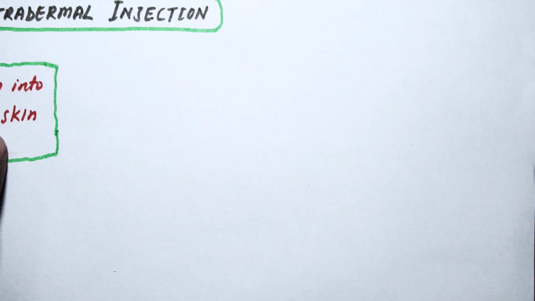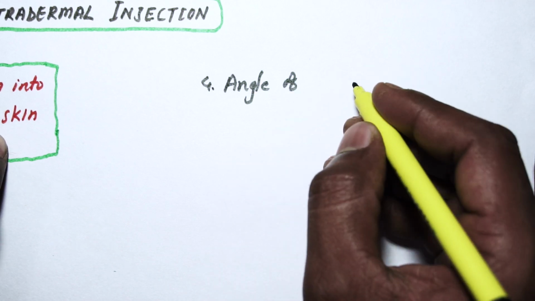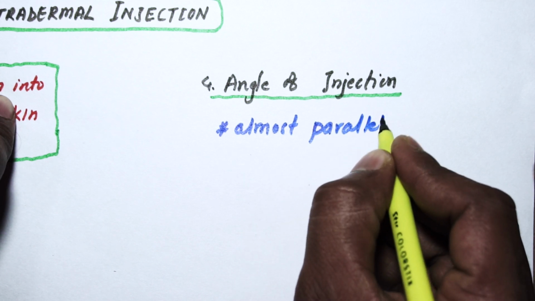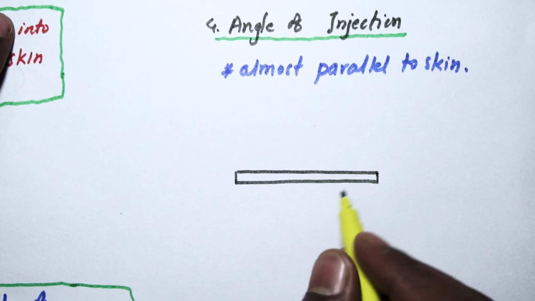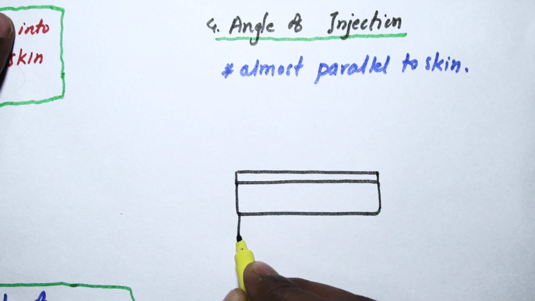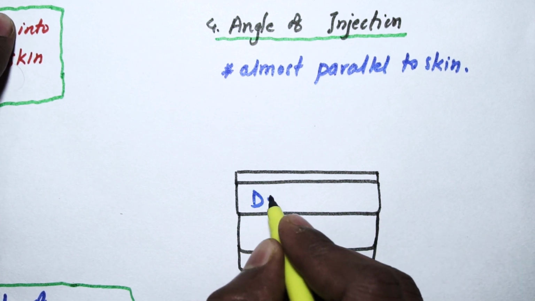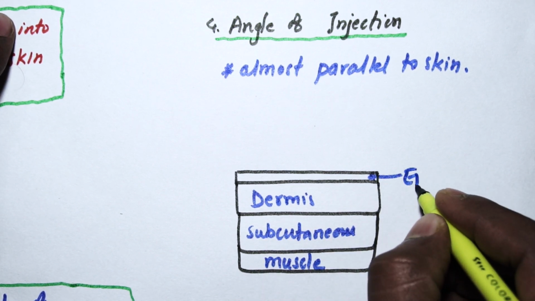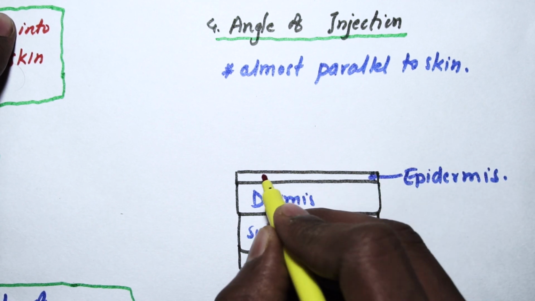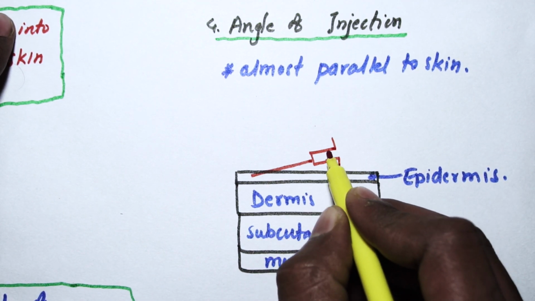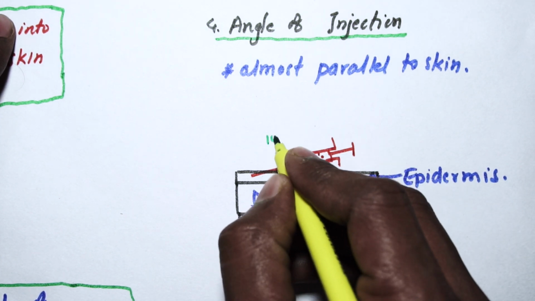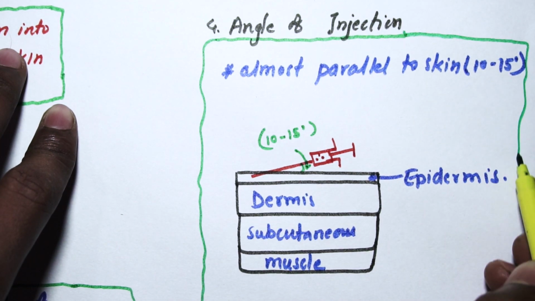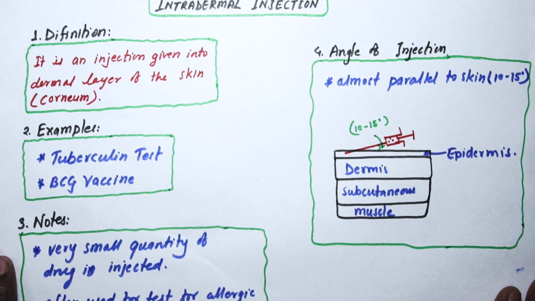Now coming to the angle of injection, it should be almost parallel to the skin. This is a diagram of skin showing various layers. This layer is the dermal layer, this is the subcutaneous layer, this one is the muscular layer, and this is the epidermis or epidermal layer. Here is one injection given almost parallel to the skin, at about 10 to 15 degrees. So this is all about intradermal injection.